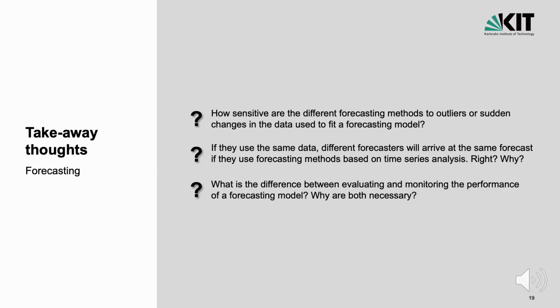So what would we like you to think about? How sensitive are the different forecasting methods to outliers or sudden changes in the data that you use to fit the forecasting model? Another question: if you use the same data, will different forecasting methods based on time series analysis arrive at the same forecast? What is the difference between evaluating and monitoring the performance of a forecast model?